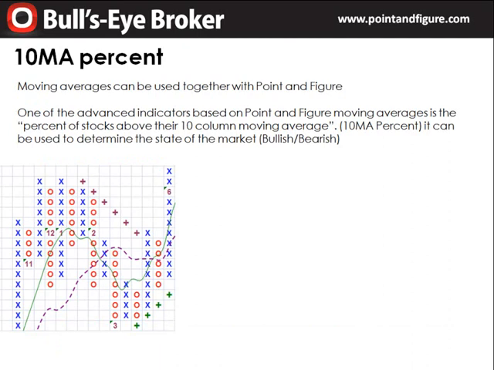The 10% moving average. Moving averages can be used to gather point and figure charts. One of the advanced indicators based on point and figure moving averages is the percent of stocks above their 10-column moving average, the 10 moving average percent. It can be used to determine the state of the market, if it's bullish or bearish.